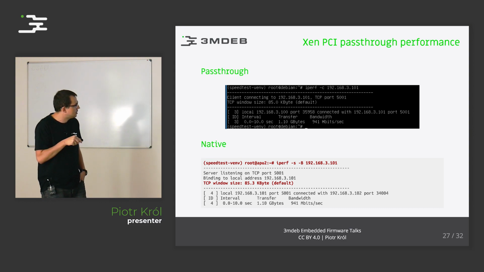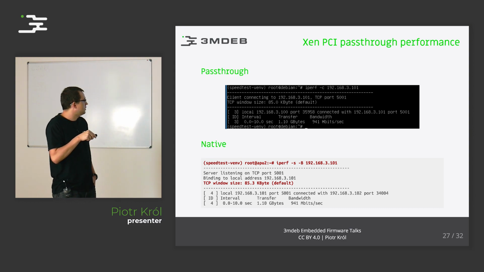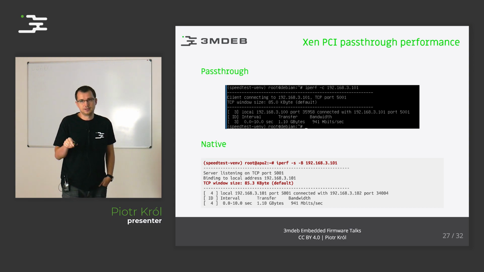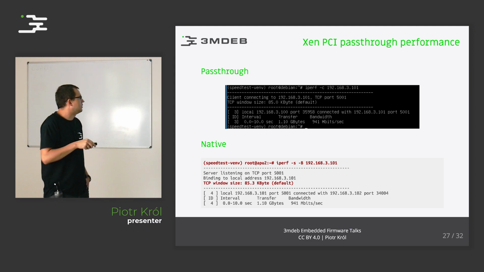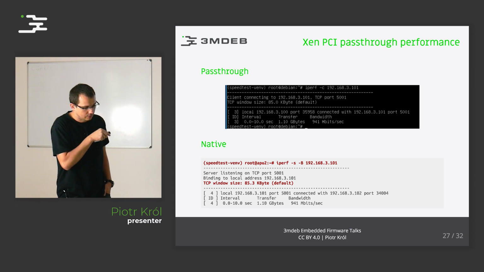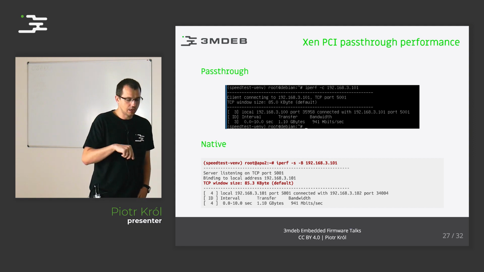And this test is outside. This was in our local network, and you can see exactly the same result, no difference. So this is great. That means that we have this PCI pass-through working.